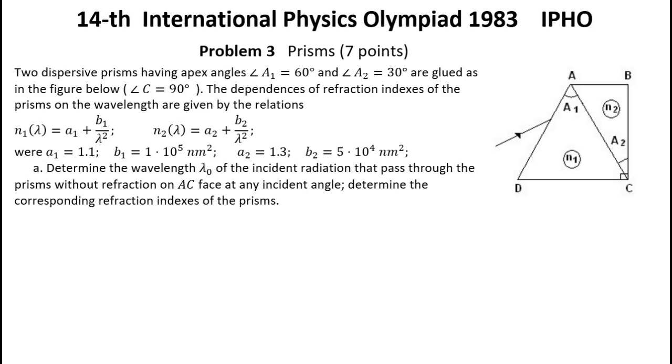Question A. Determine the wavelength lambda 0 of the incident radiation that passed through the prisms without refraction on AC face at any incident angle. Determine the corresponding refraction indexes of the prisms.